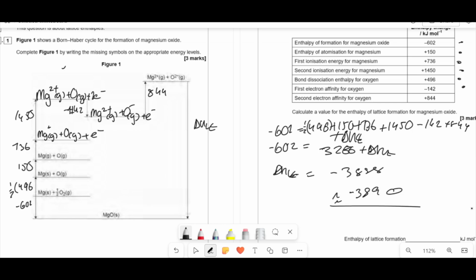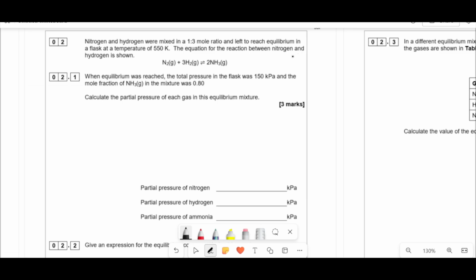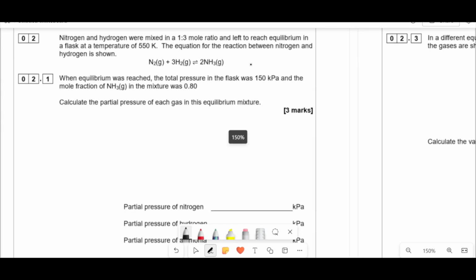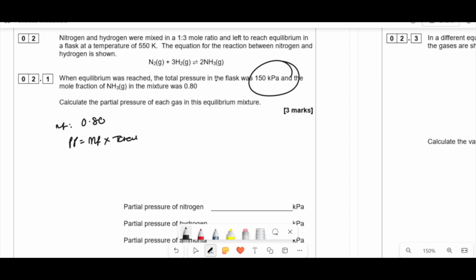So minus 3890. So nitrogen and hydrogen are mixed in a 1 to 3 mole ratio and left to reach equilibrium at this temperature. And the equation for this is shown below. When equilibrium was reached, the total pressure was this, and the mole fraction of that was that. So let's calculate the partial pressure of each thing here. They've told us at equilibrium this is the mole fraction of the NH3. So 0.80 is the mole fraction of NH3. So partial pressure of anything is its mole fraction times the total, right? All of these need to add up to the total pressure.